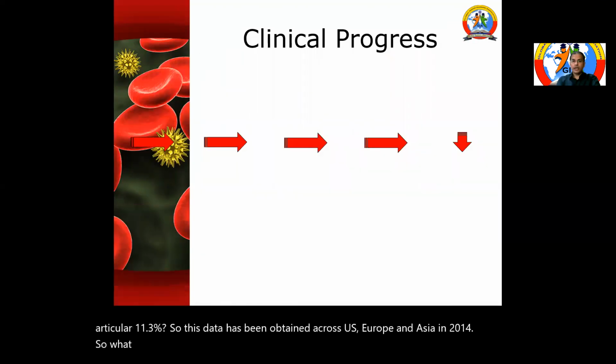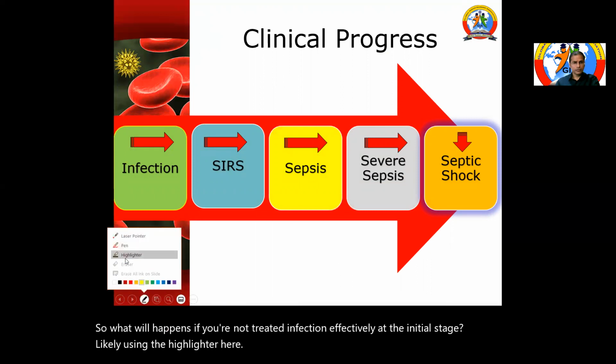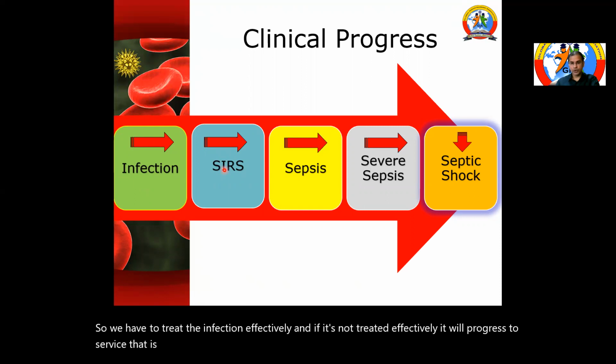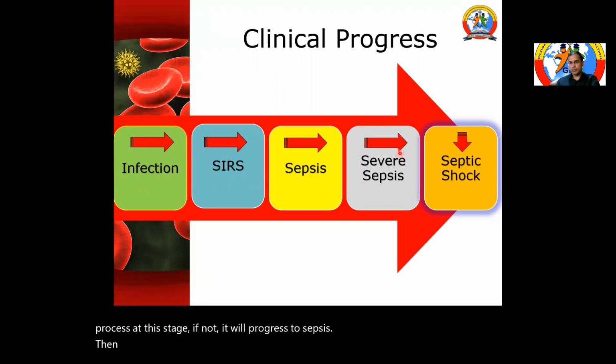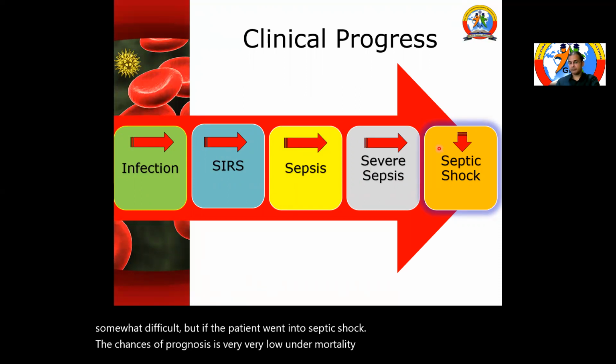So what will happen if you don't treat infection effectively at the initial stage? Let me use my highlighter here. So we have to treat the infection effectively. And if it's not treated effectively, it will progress to SIRS, that is systemic inflammatory response syndrome. It's easier to stop this whole process at this stage. If not, it will progress to sepsis, then severe sepsis. Once the patient enters this stage, getting back from this stage is somewhat difficult. But if the patient goes into septic shock, the chances of prognosis are very low and the mortality rate is extremely high in this case.